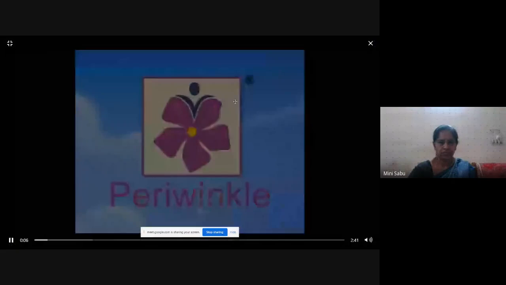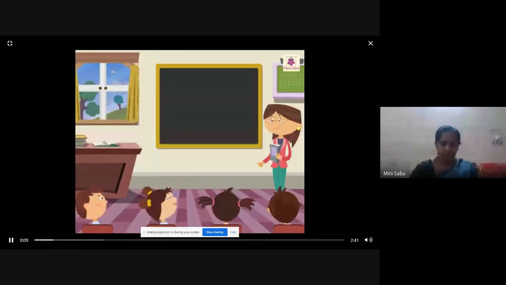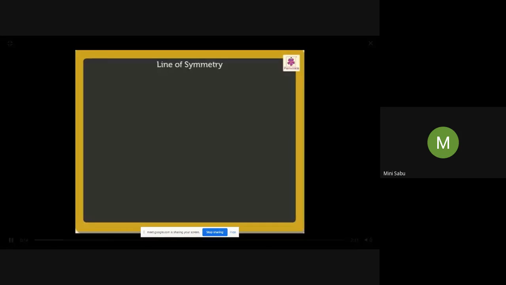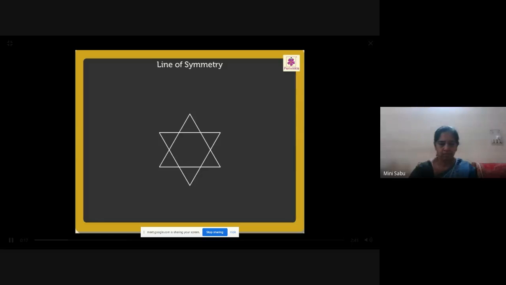Today, let's learn something different called line of symmetry. Let's start. Look at the Star of David. Now, let's fold this figure in half. You will notice that both the halves match each other exactly.